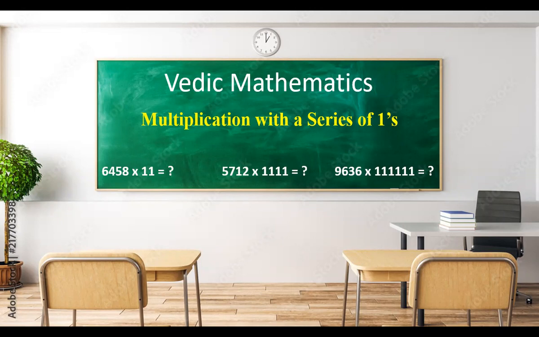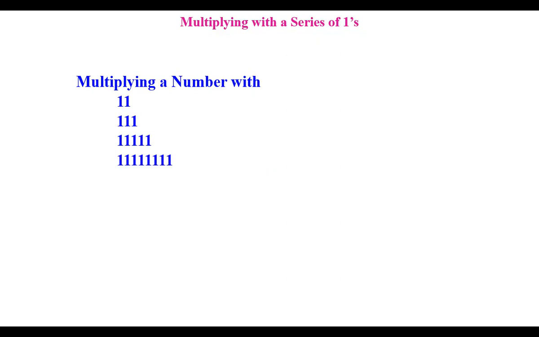Here we are going to see a multiplication of two numbers. Out of these two, one number can have any number of digits. The other number has only ones, and it can be any number of ones. Let us see with some examples. So you are going to see a multiplication of a number with a series of ones, like it may have 2 digits, 3 digits, 4, 5, 6, any number of ones.